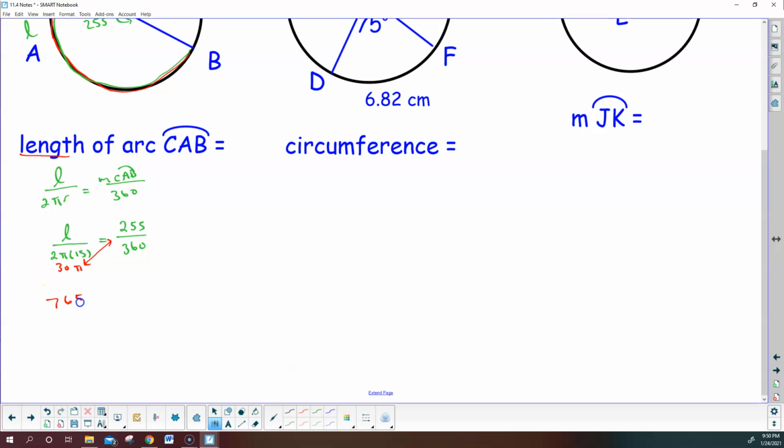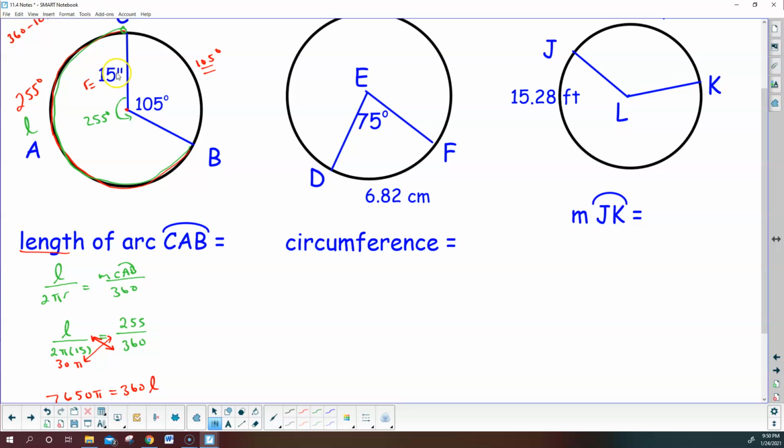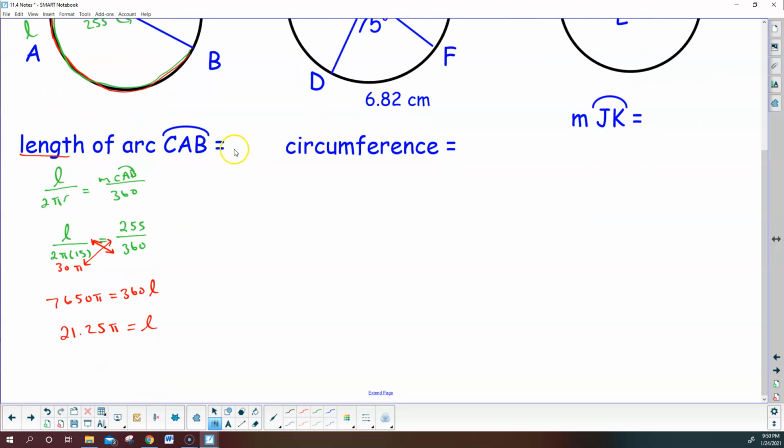And that is 7,650 pi. And then that's going to equal, what if I cross multiply the other way? 360 times L. So I'll divide by 360. I get 21.25 pi as my arc length. Now notice that's length, so let's look at my units. 15 inches. So the length around this shape would be, this is the exact answer, 21.25 pi inches.